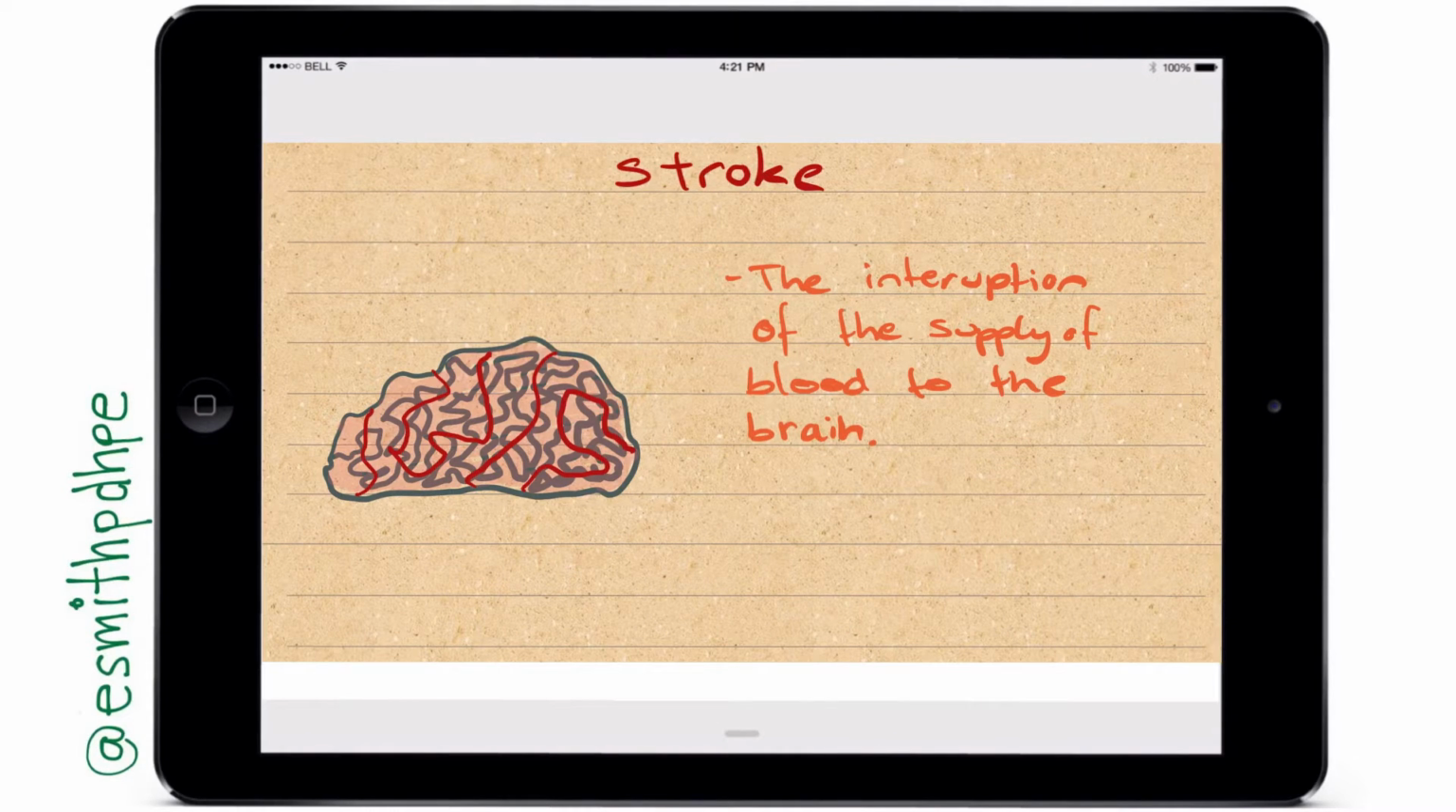Another condition is a stroke. And a stroke is basically the interruption of the supply of blood to the brain. And a stroke may occur in a similar fashion to a heart attack. So a stroke basically occurs when there's been a blockage to the supply of blood to the brain, or an interruption to the blood supply.